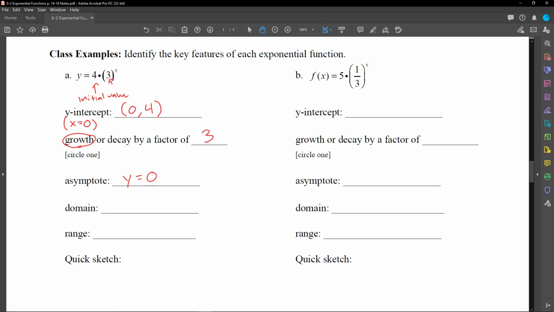The domain, what are the numbers that we can plug in for x? Well, we can plug in any number we want. There's no number that we can't plug in. So the domain, and this is true for all exponential functions, is all real numbers.